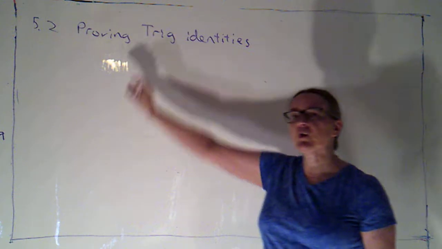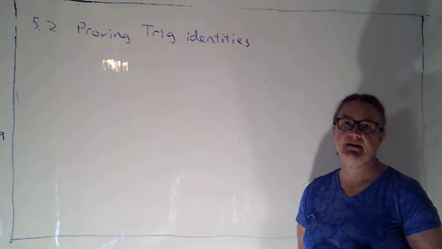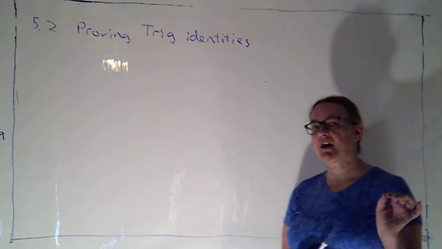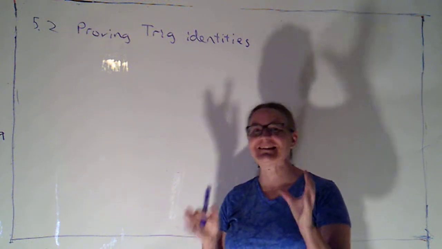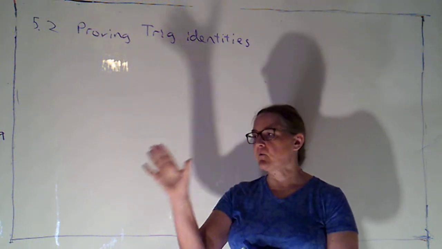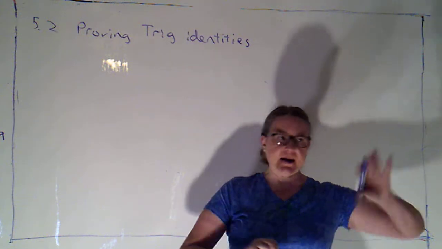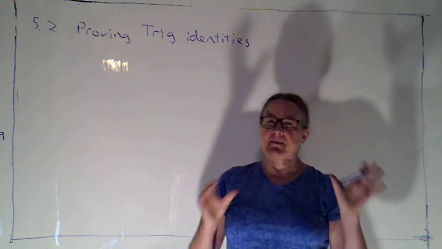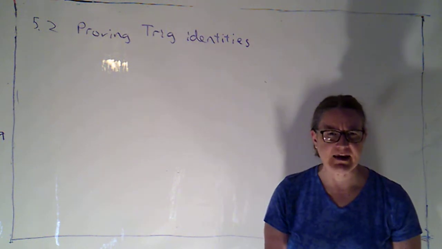In 5.2, we're going to be proving trig identities. I want to just remind you, the payoff of trig identities is that they give us options. So I can write a trig expression this way, or I can write it that way. Now in this class, we're just practicing doing that.